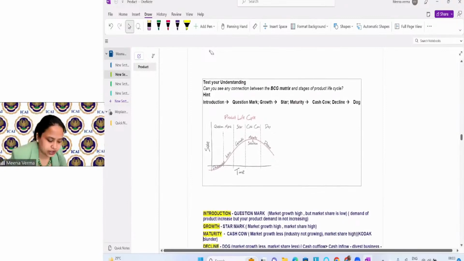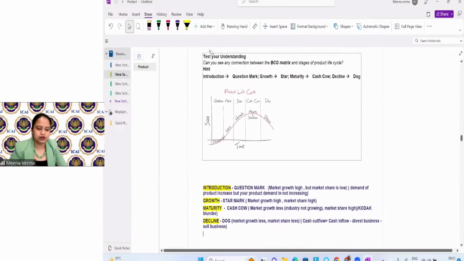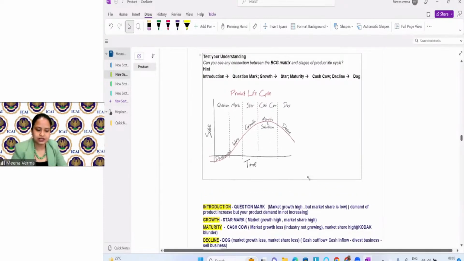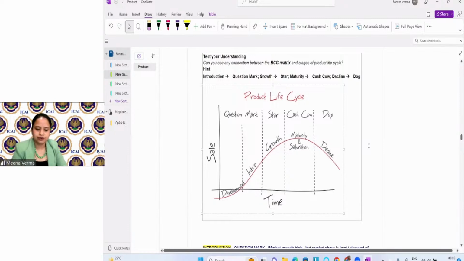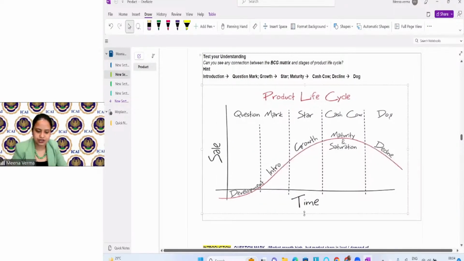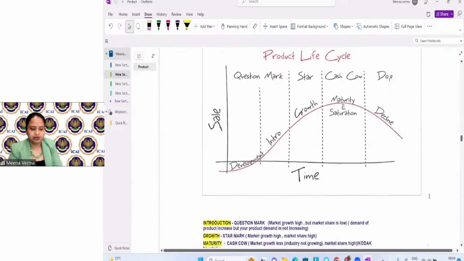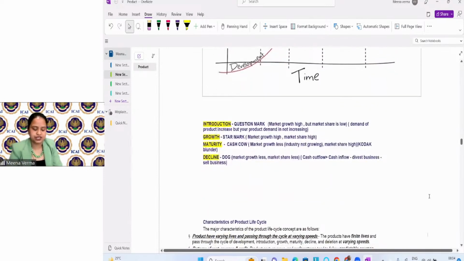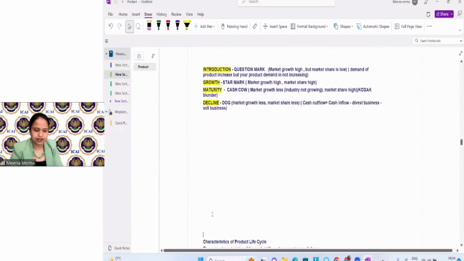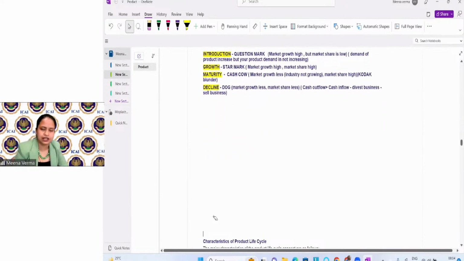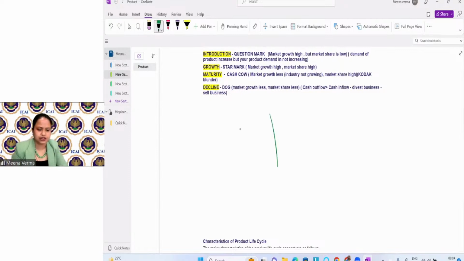All right. The next topic here is a comparison of the product life cycle with the BCG matrix. I believe that you all know about the BCG matrix. The BCG company introduced the BCG matrix, and we are comparing the product life cycle with the BCG matrix. Let me quickly tell you about the BCG matrix. This matrix is like this.